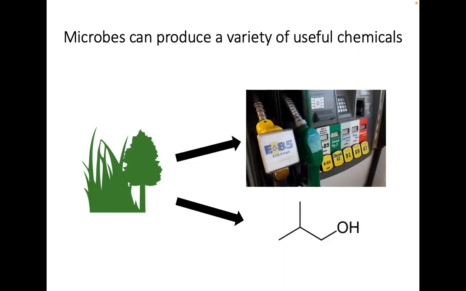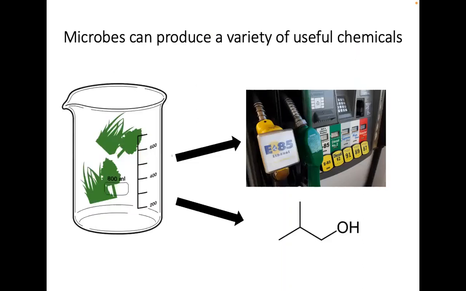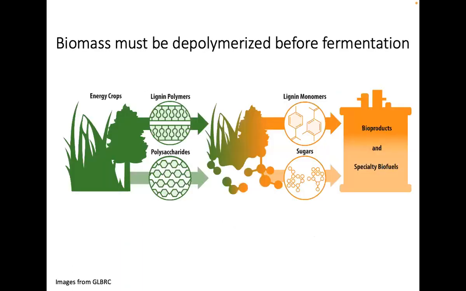Now, it would be great if we could just cut up grass and throw it in a beaker and then say go and be done with it, but it's not that simple. It doesn't work like that. We need to add some extra steps in. So really what it comes down to is we have to depolymerize biomass before we can let microbes ferment it. And what that means is our plants, our starting materials are made up of these polymeric compounds, so long chains of sugars and other molecules.